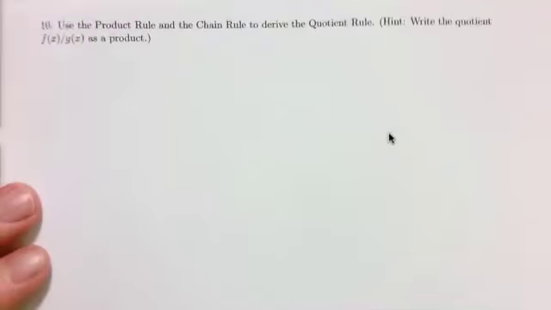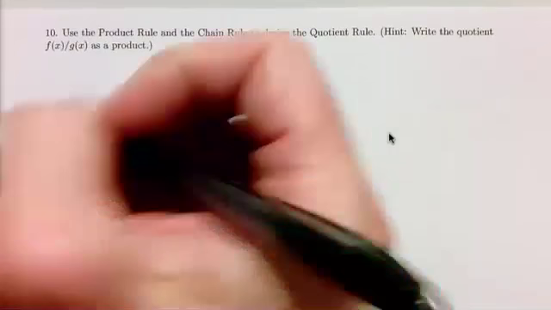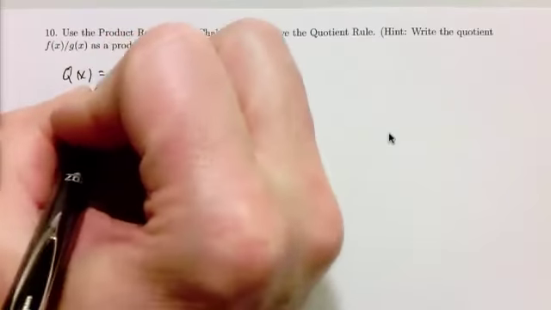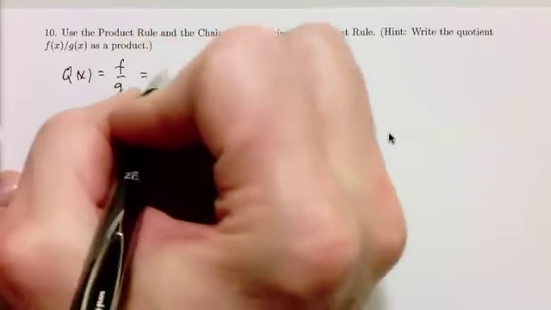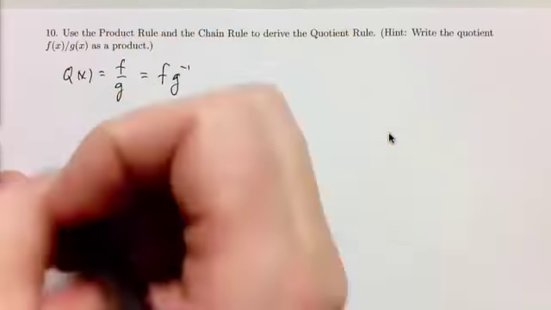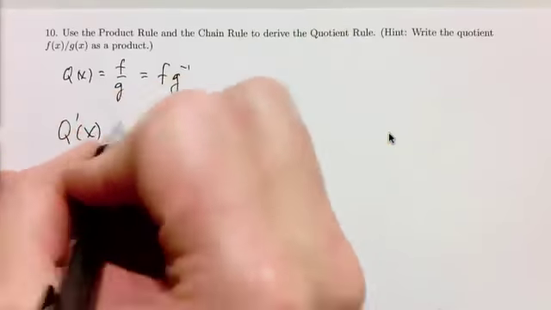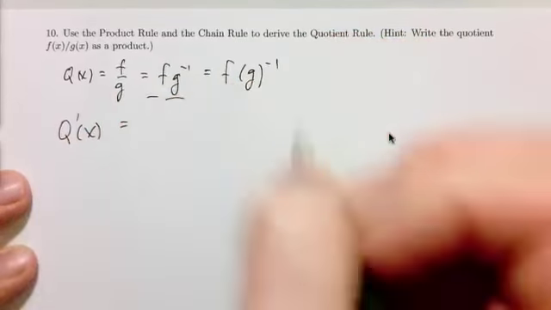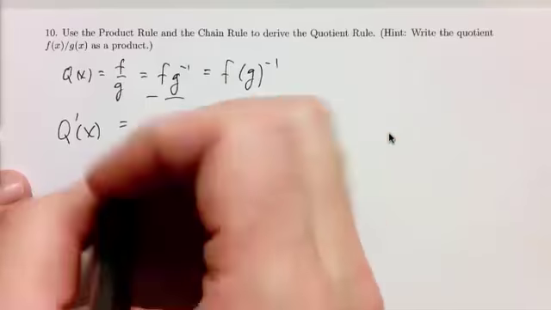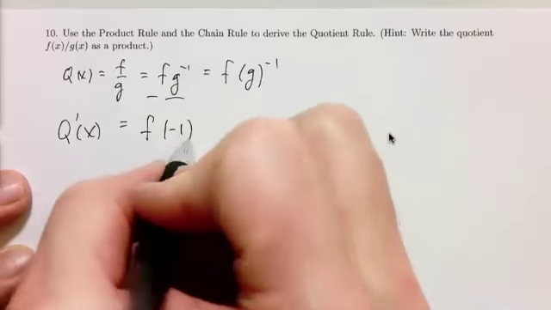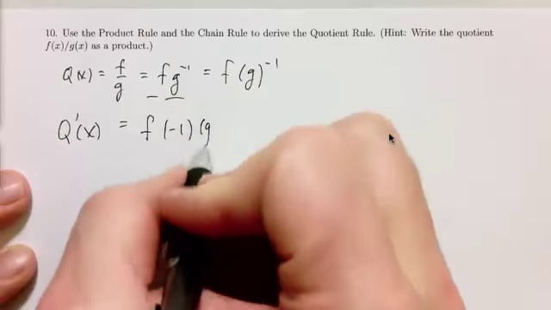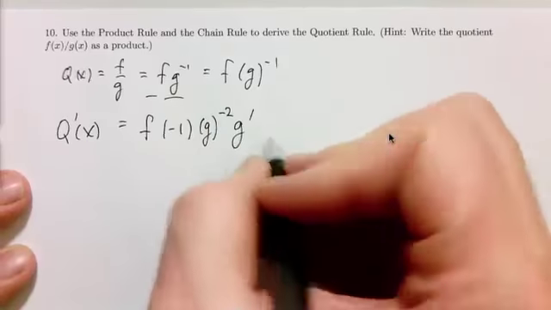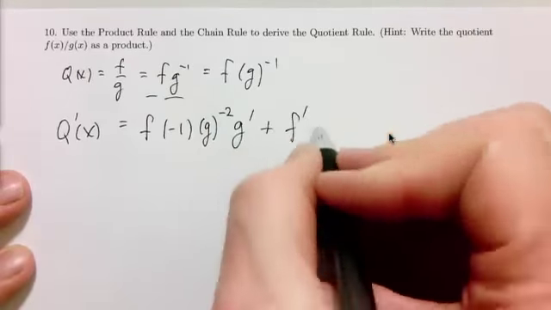How about proving the quotient rule by using the product rule? So if I write q of x for quotient equals f over g is f times g to the minus 1. And q prime of x, right, this is f times g to the negative 1. So I'm going to leave the first alone, differentiate the second. Right, bring the exponent to the front, leave the inside alone, reduce by 1, multiply by the derivative of the inside function. Plus, take the derivative of the first, leave the second alone.